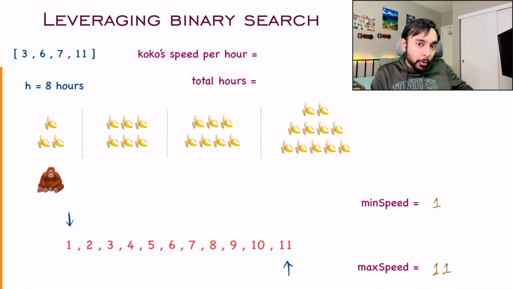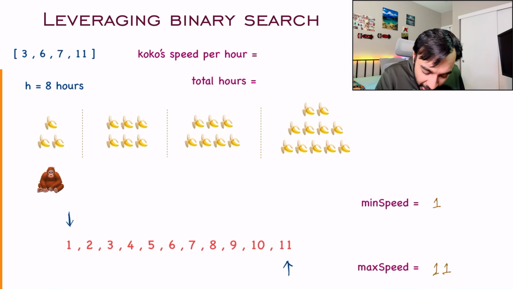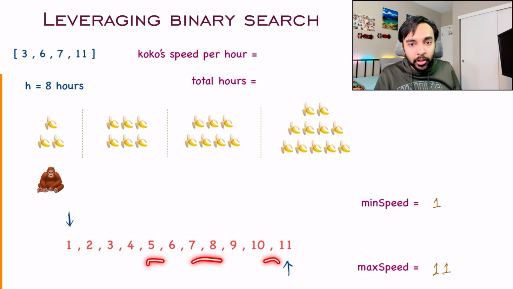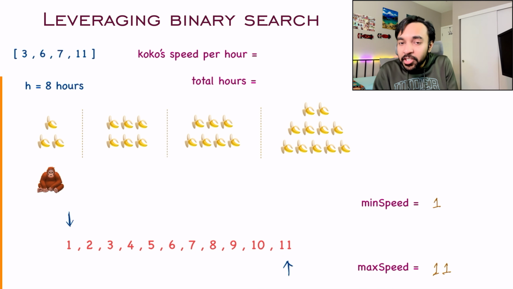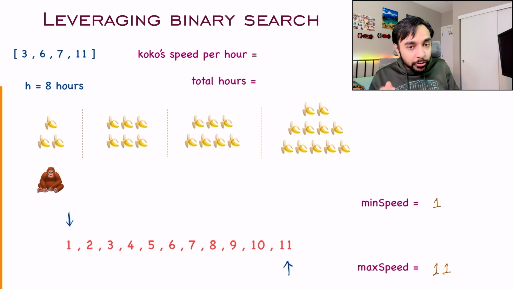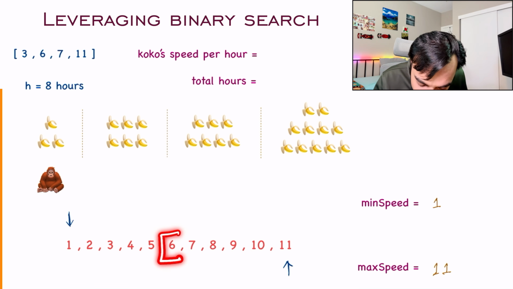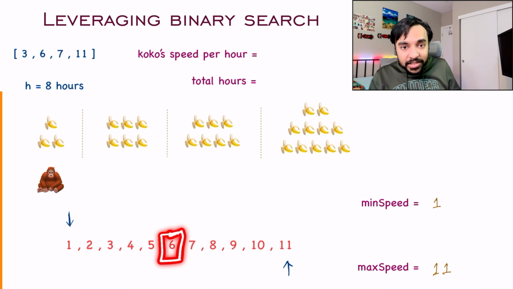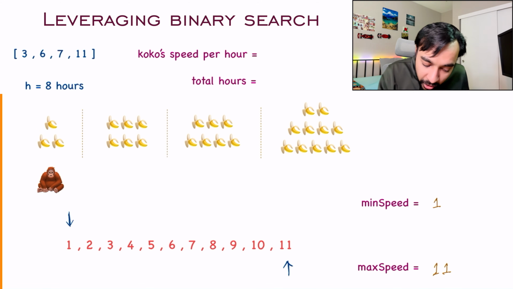In the brute force approach, what were we doing? We first tried 1 banana per hour, then 2 bananas per hour, then 3 bananas per hour, and then we went on, right? A binary search helps you to eliminate half of your sample test case easily. So what will you do? Low is at 1 and high is at 11. So finding out the mid value, I land at 6. So basically, we will first try with 6 bananas per hour.